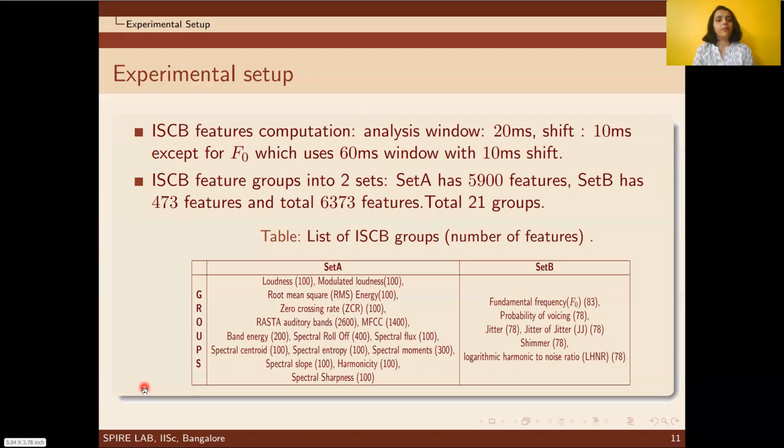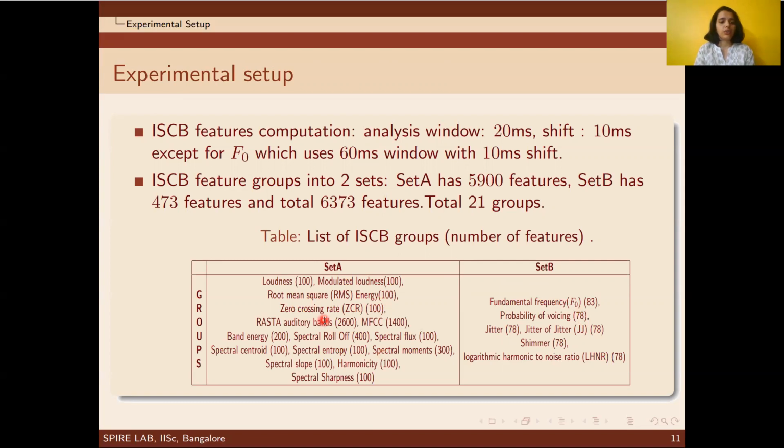In our experimental setup, to compute 6,373 dimensional ISCB features, a 20 millisecond window length and 10 millisecond window shift has been used. All features were calculated at the stimuli level. To perform experiment 2, all features have been divided into 2 sets, set A and set B. Set A comprises spectral, cepstral, and energy features, whereas set B comprises source features. There are a total of 21 groups: 15 groups in set A and 6 groups in set B.